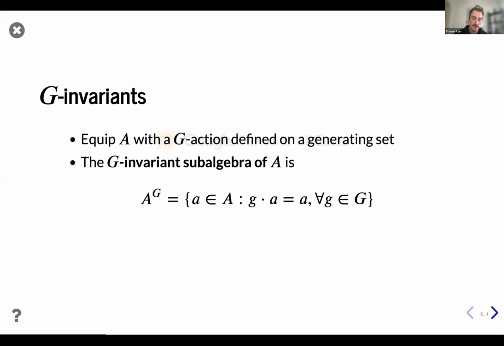And then we're going to define the G-invariant subalgebra of A to be exactly those elements of A which are fixed under the group action for every element of the group. In general, these are not going to be generators. If you just send every generator to itself, that would be one example, but that's a boring action. So we want to think about things that are a little more interesting. And we'll denote that invariant algebra by a superscript G.